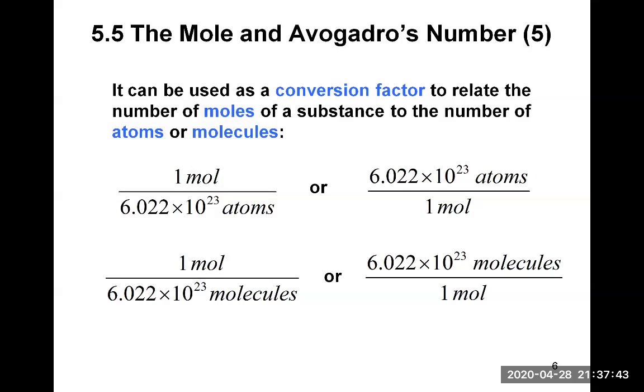So it's either 1 mole on top and the Avogadro number of atoms on the bottom, or the Avogadro number of atoms on top and 1 mole on the bottom. Same thing if it was molecules, it doesn't matter. You have to adapt particles to what your problem is about.